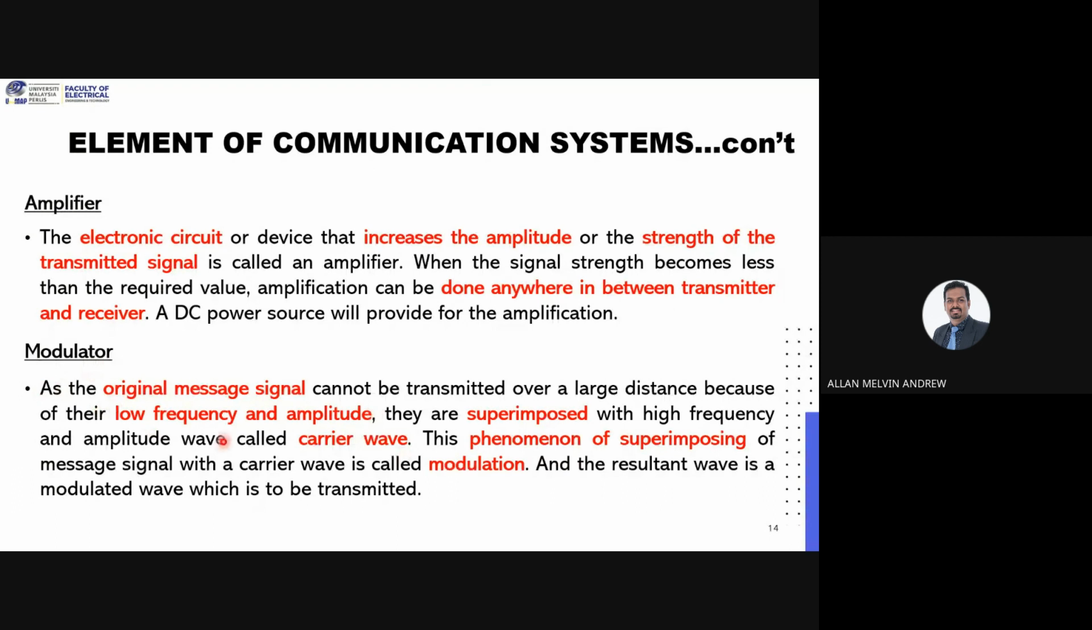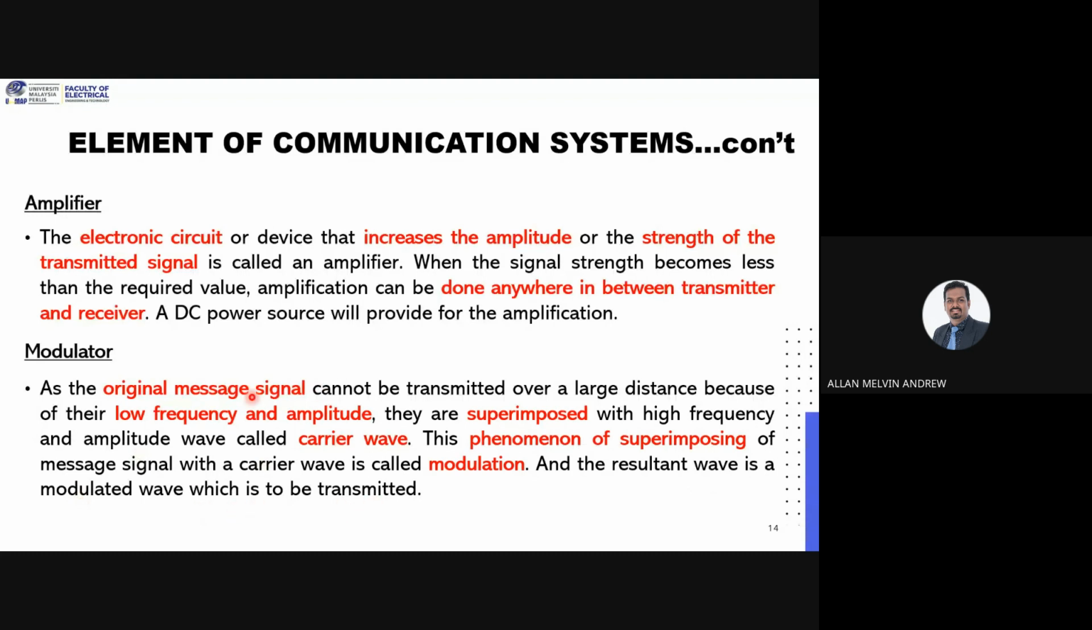Okay, so what is a modulator? I just read this first. As the original message signal cannot be transmitted over a large distance because of its low frequency and amplitude, it is superimposed with a high frequency and amplitude wave called the carrier wave. Okay, so this phenomenon of superimposing a message signal with the carrier wave is called modulation. And the resultant wave is the modulated wave, which is to be transmitted.